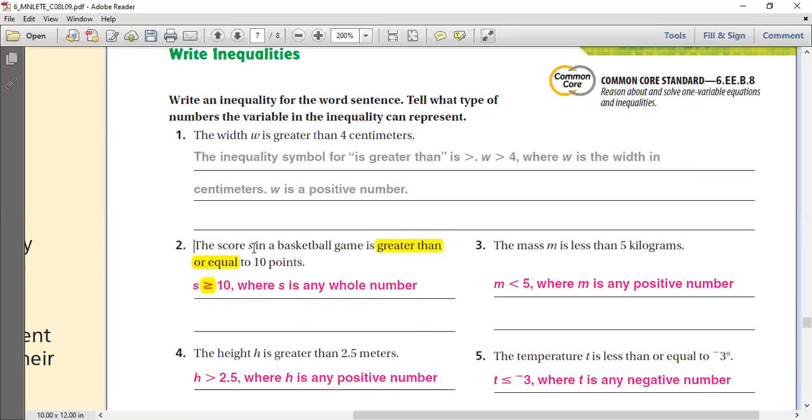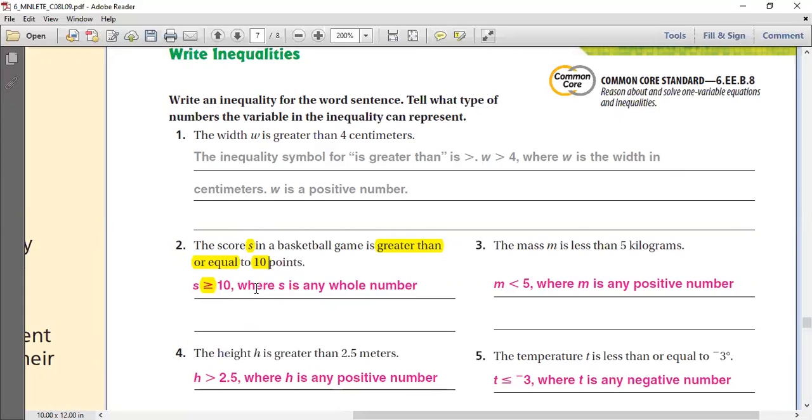The scores S in a basketball game is greater than or equal to 10 points. So the key word here is greater than or equal to, right? So we know when we are talking about greater than or equal to, we use this symbol here. Okay, so what is the variable given for us? It's S, right? So S, and what's the number given? 10. So we have the variable and the number. So S is greater than or equal to 10. So this is going to be our inequality. But you also have to say what is S here.